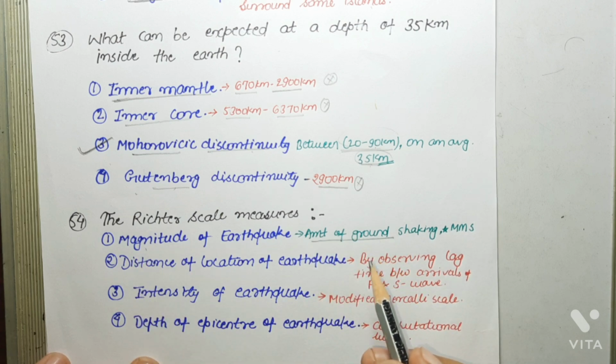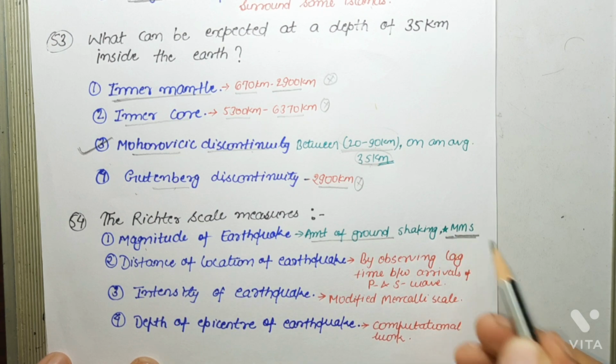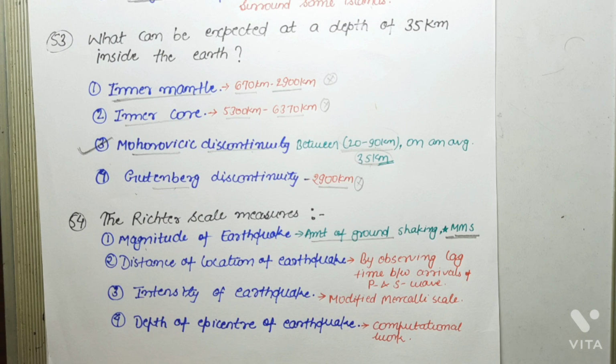Basically, Richter scale is an old-fashioned concept. Now it is only used in news channels. Scientists use MMS. MMS is what? MMS is moment magnitude scale. Okay, so now scientists are using moment magnitude scale. Why? There are some reasons. Richter scale was used between 1935 to 1970. Okay, and it was replaced by moment magnitude scale.